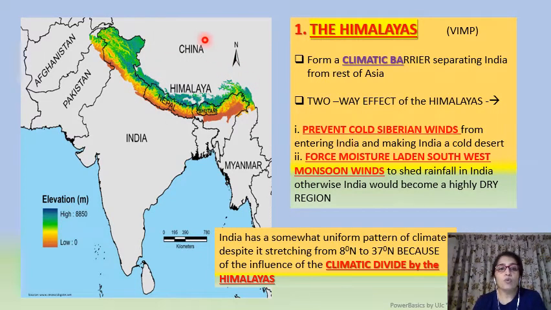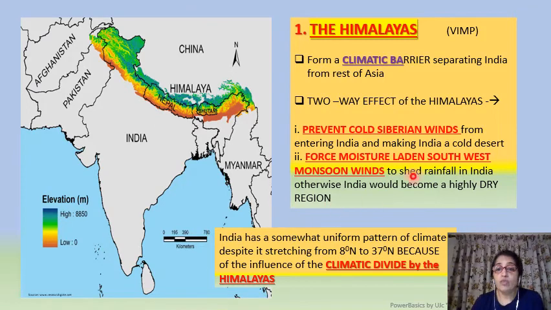They prevent the cold Siberian winds from entering India and making India a cold desert. If the Himalayas were not there, India would have been a cold desert because very cold winds from Siberia, from Russia here, would have entered India.